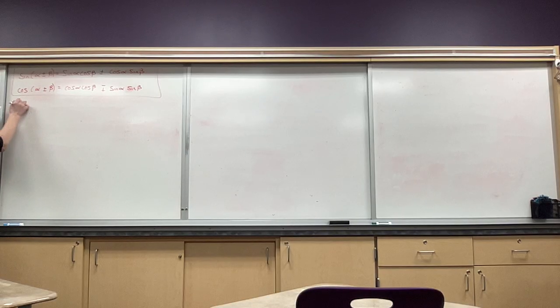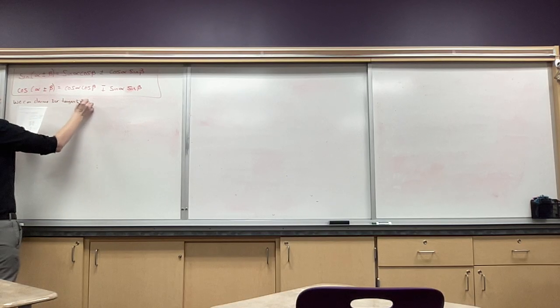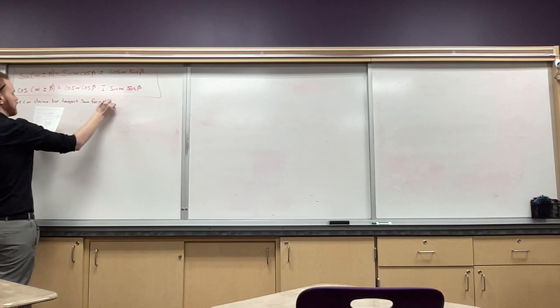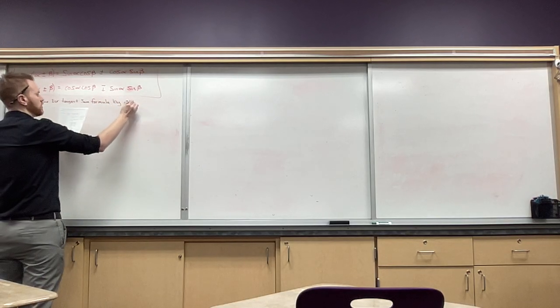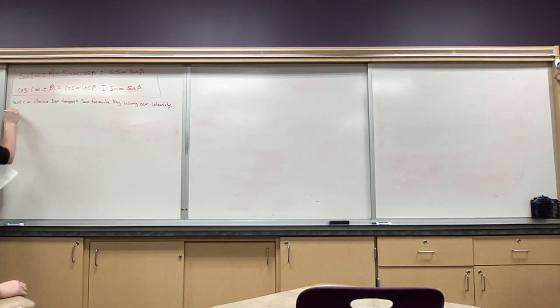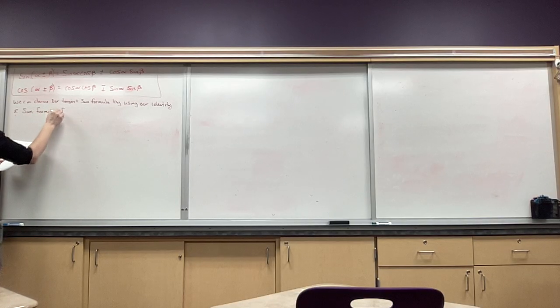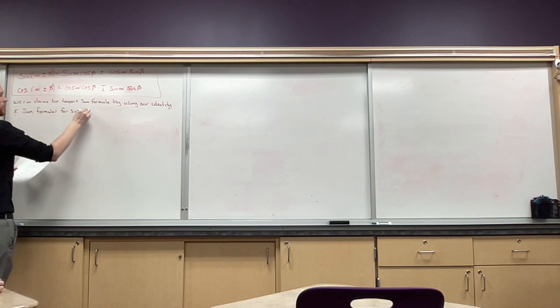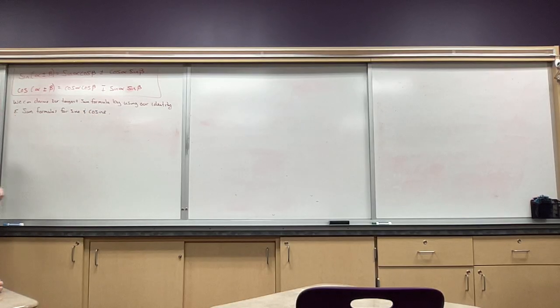So let's put here. So we can derive our tangent sum formula by using our identity and sum formulas for sine and cosine. So I don't have to draw that picture at the very beginning of yesterday, like drawing a unit circle and subtracting it and go from there using distance formula. I can use some of these identities to get the tangent a lot faster.